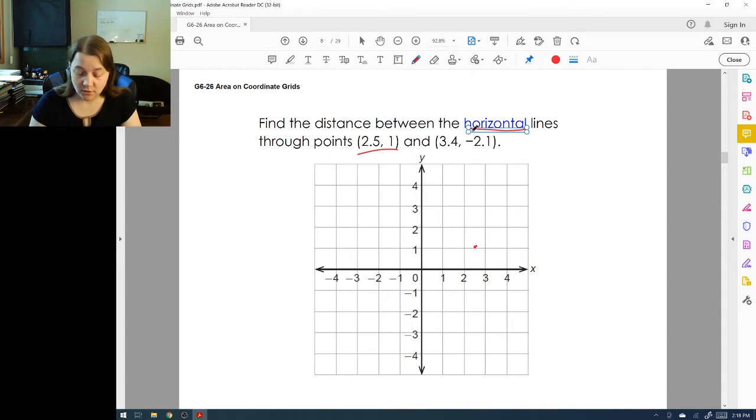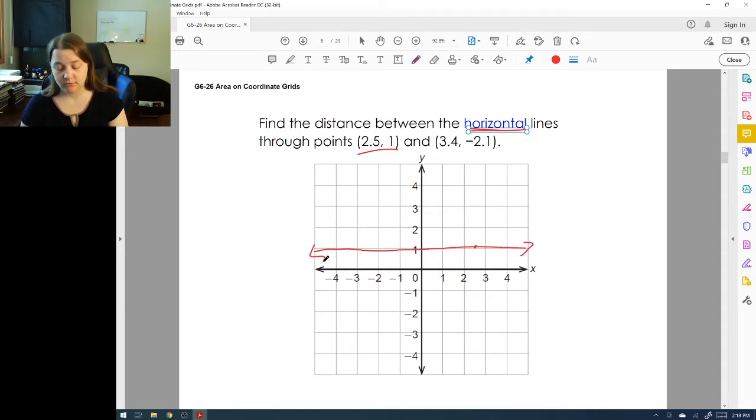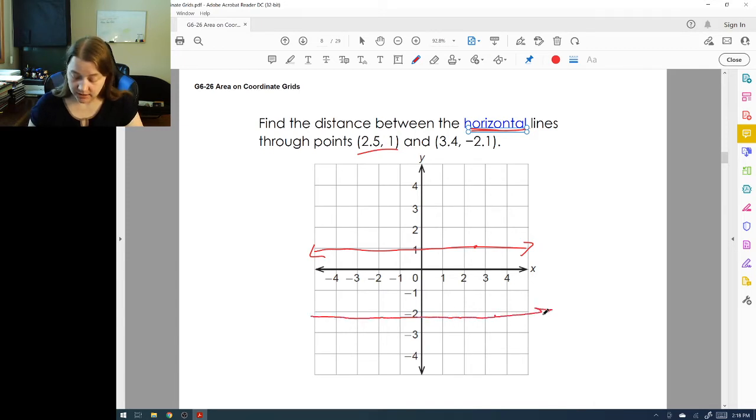I know this is a horizontal line, which means it's going to be a straight line all the way through. Then I have 3.4, so I'm going to run 3.4. I'm going to jump negative 2.1, so I'm going to fall 2.1. Because this is another horizontal line, I'm going to plot that.